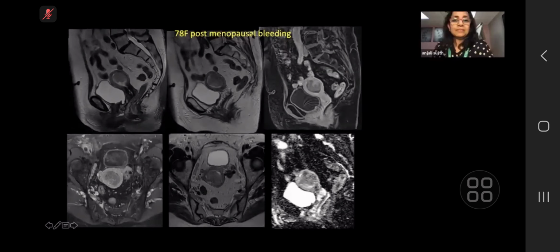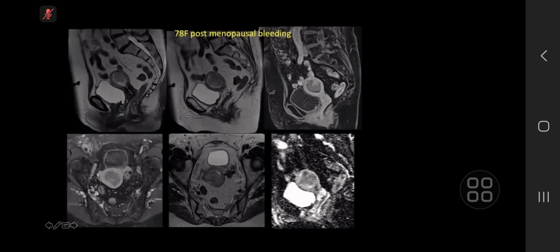Now, candidate number 3. Okay, so I have selected sagittal and 2 coronal sequences through the pelvis for a 78-year-old female with postmenopausal bleeding.